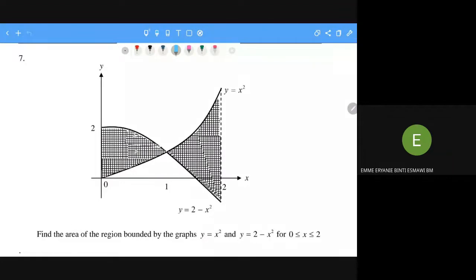Okay, we know that it's bounded by the graph, ada dua graph kat sini. Y equal to x squared. So this is y equal to x squared in the graph. So I'm gonna highlight it with blue. The next graph is y equal to 2 minus x squared. This graph yang masam ini here.